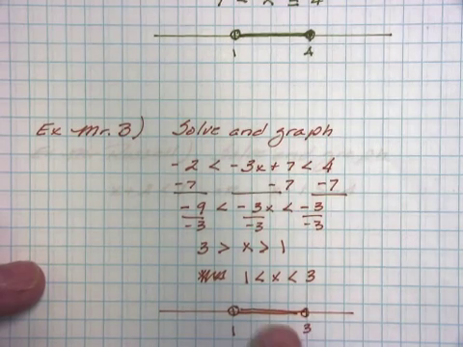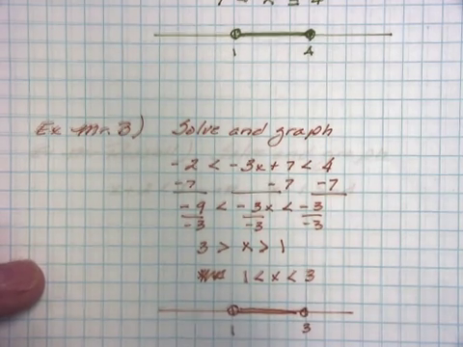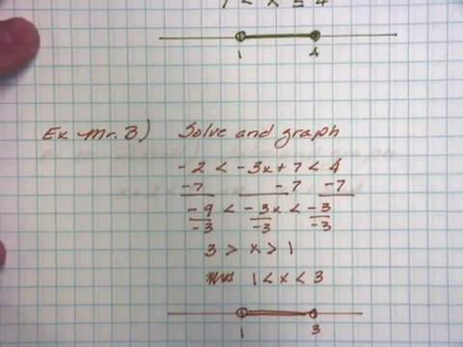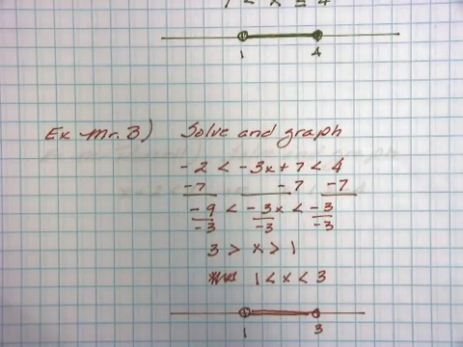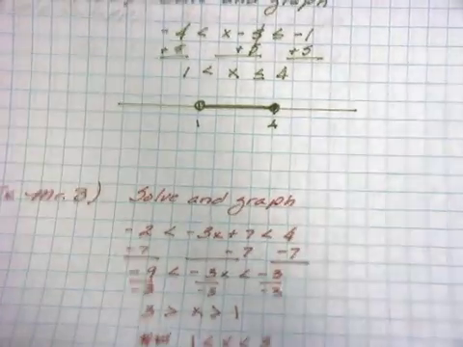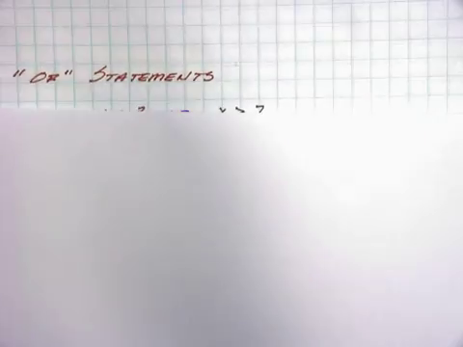Here's 1, open circle. Here's 3, open circle. And it's everything in between. So everything in the shaded area meets both of those conditions. So those are your examples on and compound inequalities.